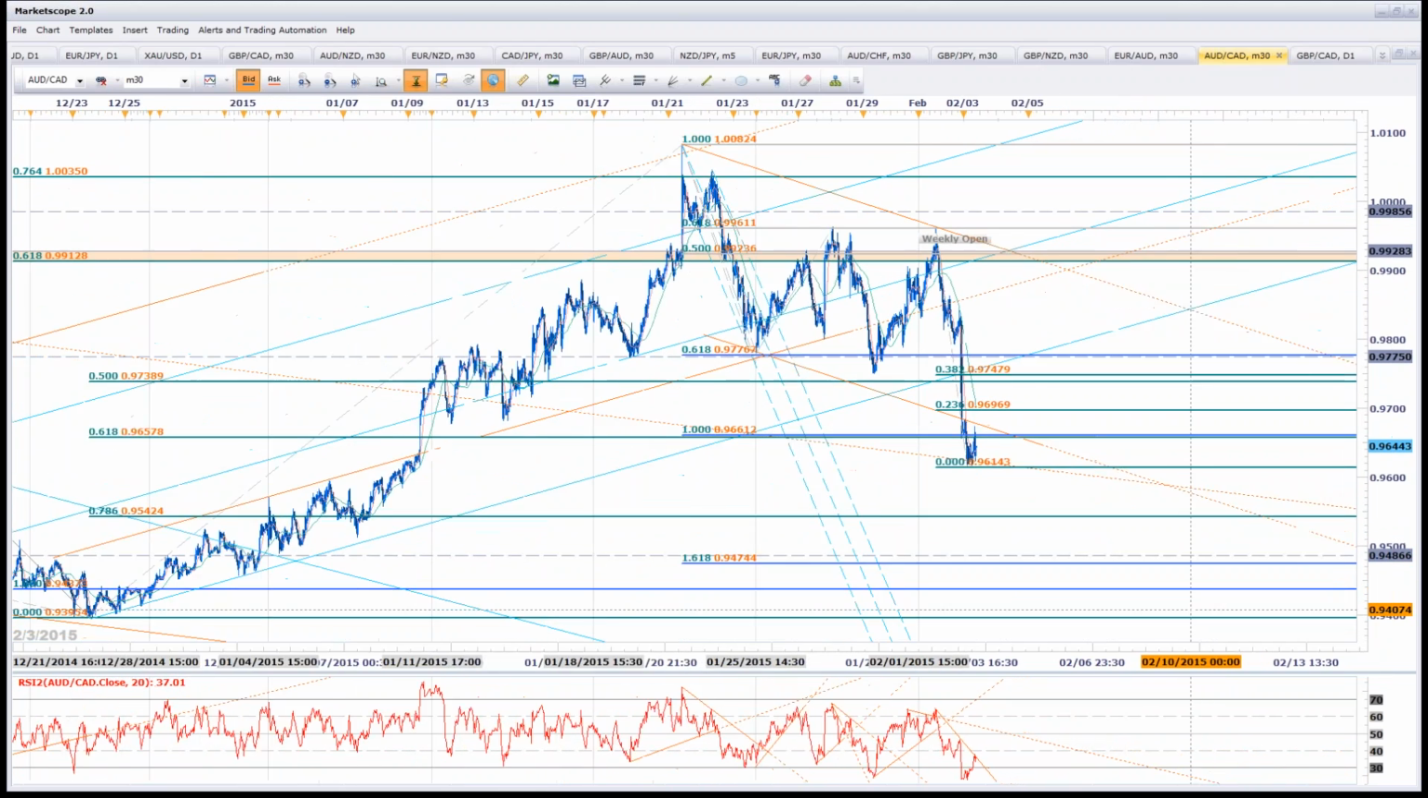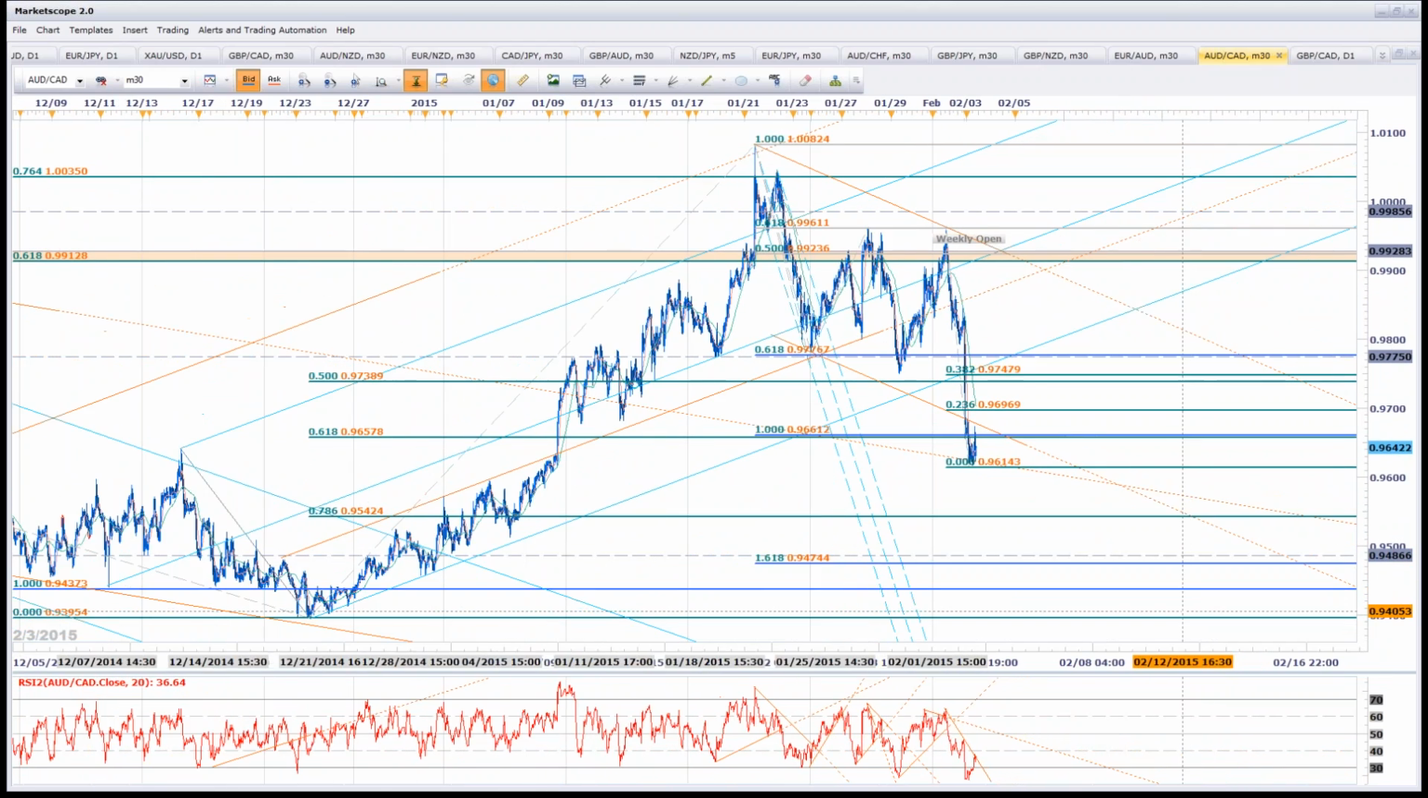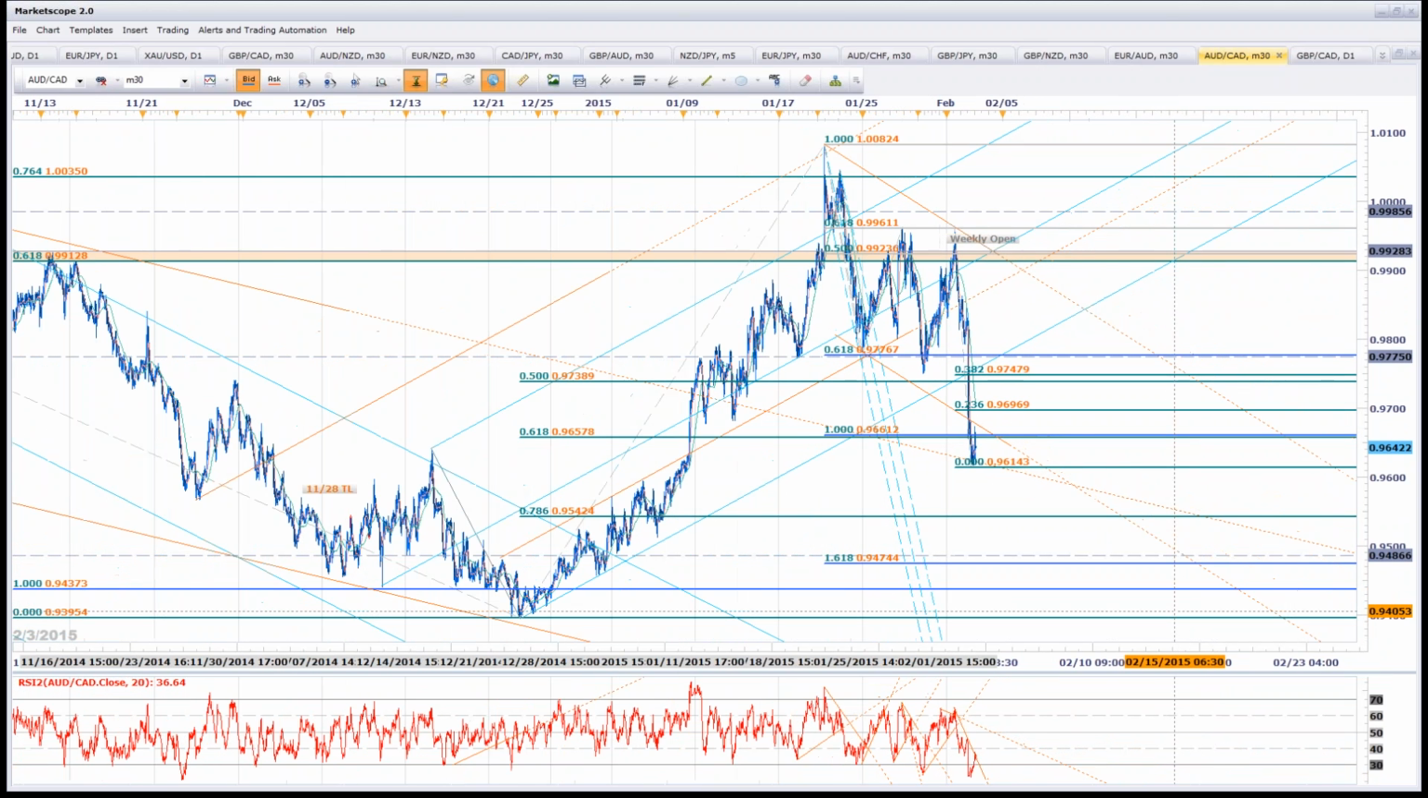And here's what the zoom out longer term approach looks like.